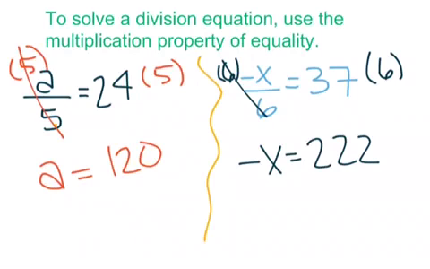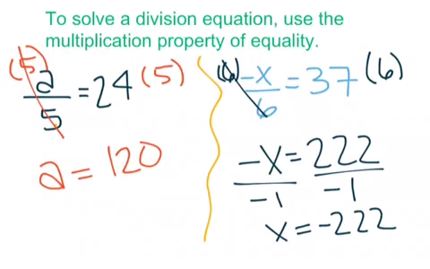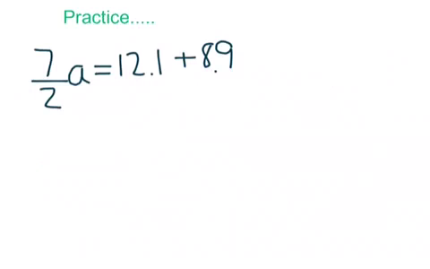Now, remember, we can never have a negative variable in our answer, so we're going to divide by -1. You could also multiply by -1 on both sides in order to get that x to be positive. Negative divided by positive is a negative, and then divided by 1 is itself, so negative 222.